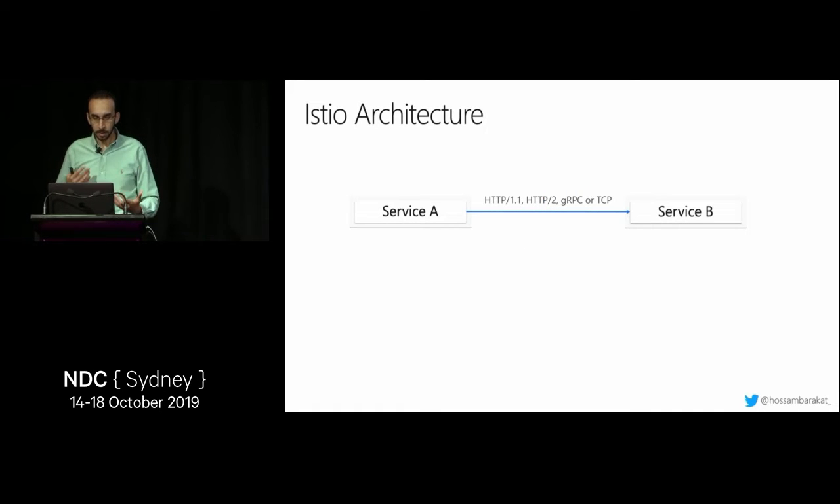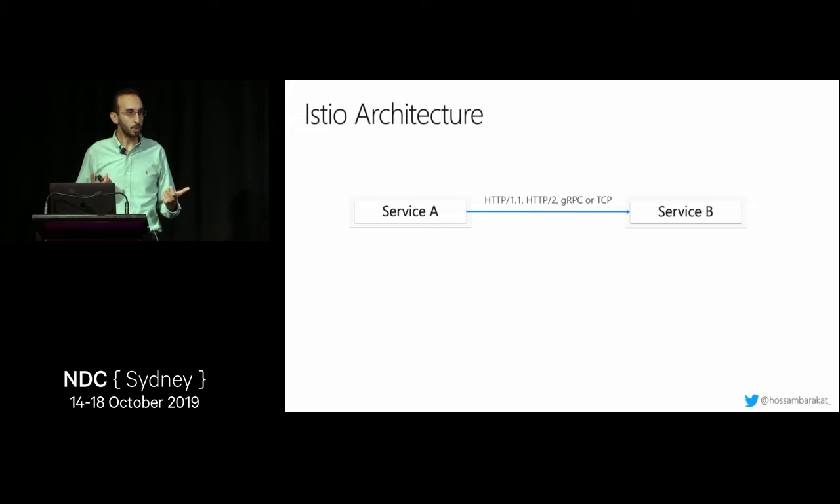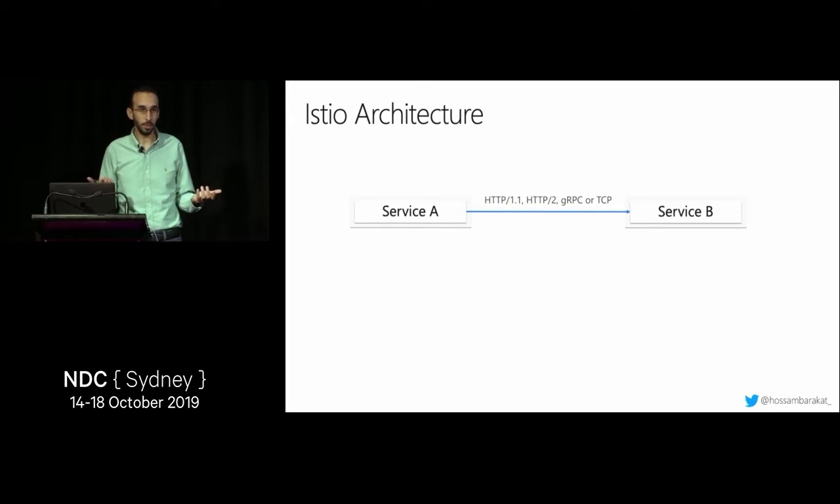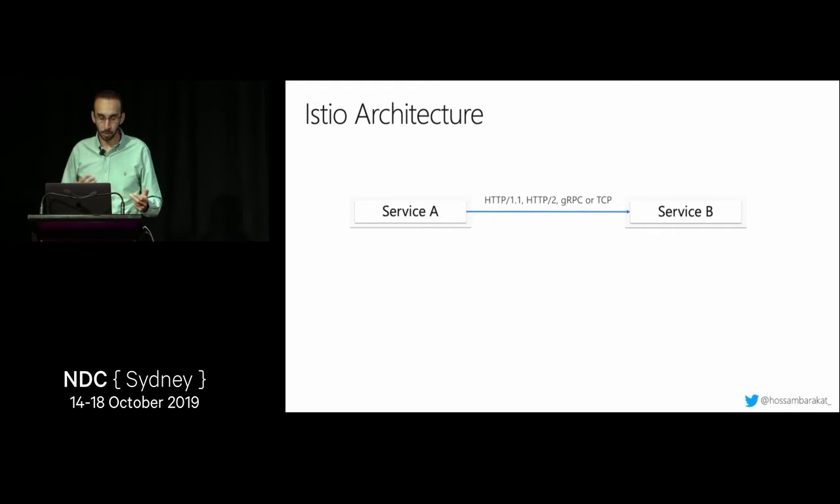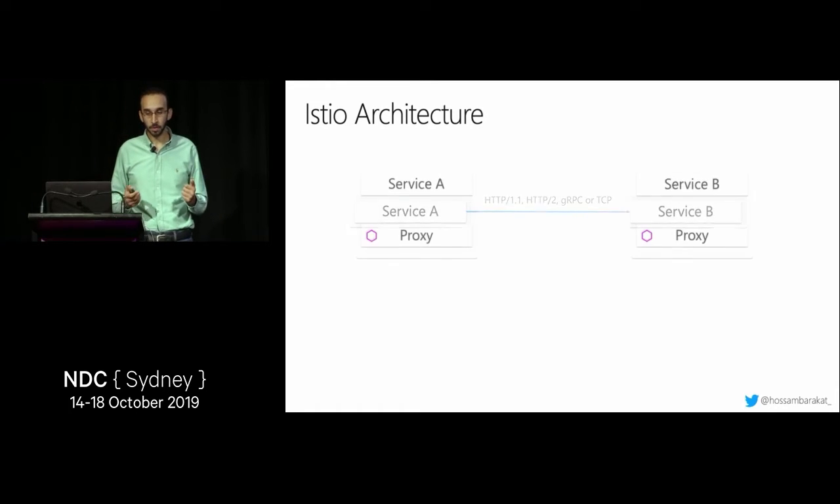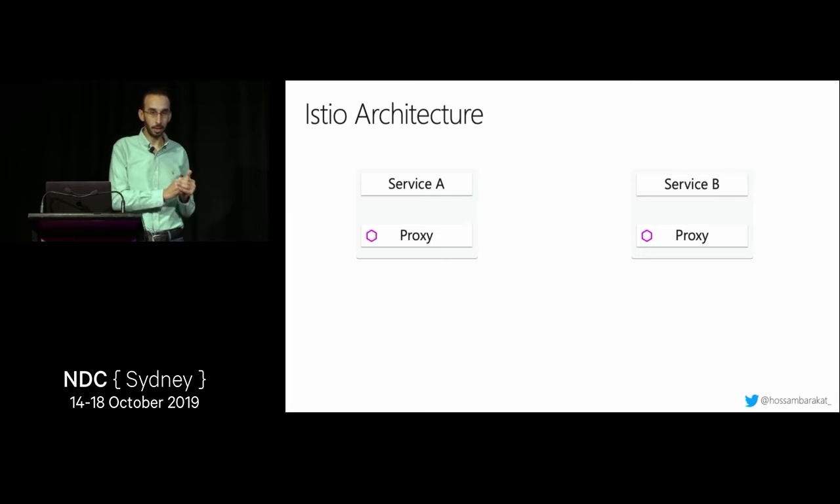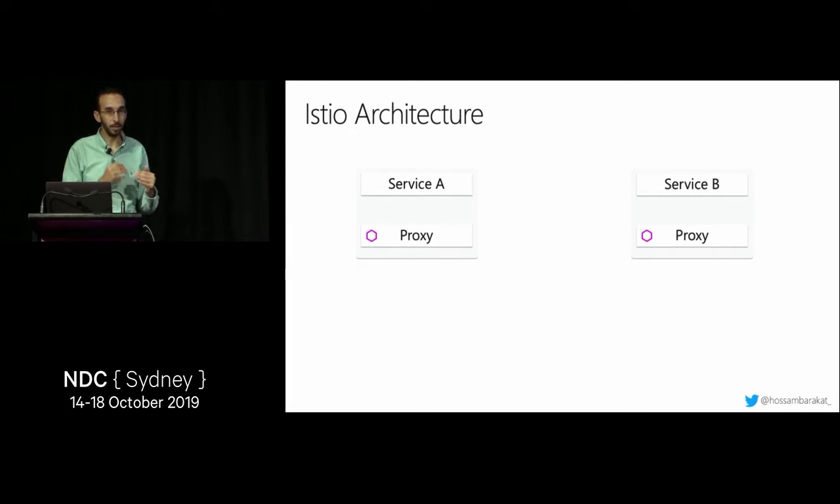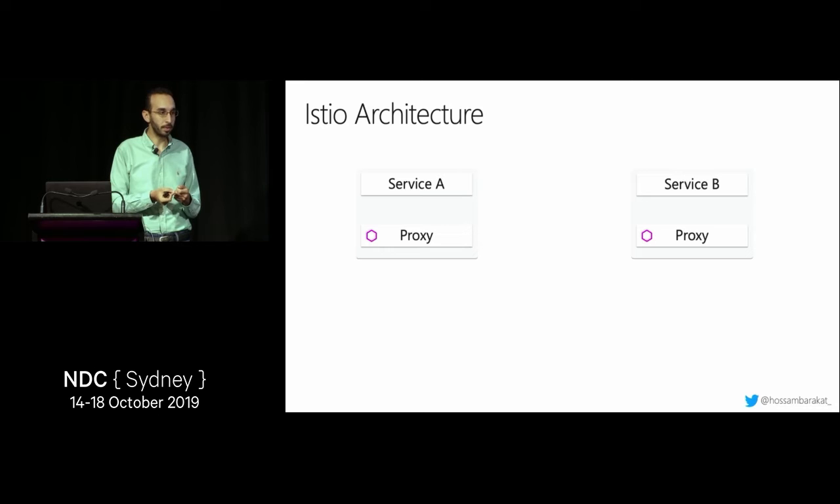So to understand Istio, let's assume that there are two services that would like to communicate with each other. Service A would like to communicate with Service B. This could be over any protocol like HTTP 1.1, 2, gRPC, or TCP. Once we deploy those two services on top of the service mesh, each service will have a sidecar proxy living alongside it, and it will be automatically intercepting the traffic. So I don't need to modify my application code to get those benefits.